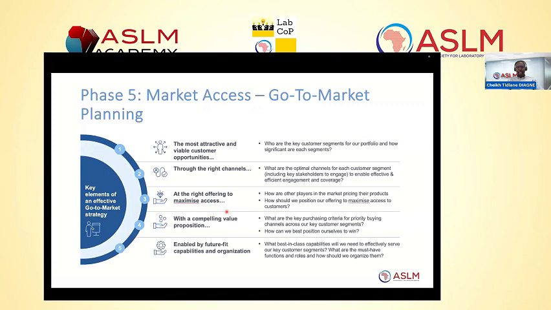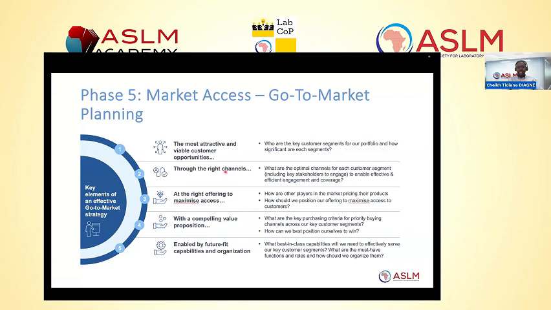In terms of go-to-market planning, there are several elements that the manufacturer could leverage, or some questions that the manufacturer needs to answer in order to define a very effective go-to-market strategy. The first one is related to the most attractive and viable customer opportunities. Here, the manufacturer will ask itself, what are the key customer segments for its portfolio and how significant is each segment? For example, if I am developing a product for global health institutions or global health buyers, I need to understand whether that product can also go to the private market, or will it go to UNICEF supply division, etc. So really understanding the segment is important.